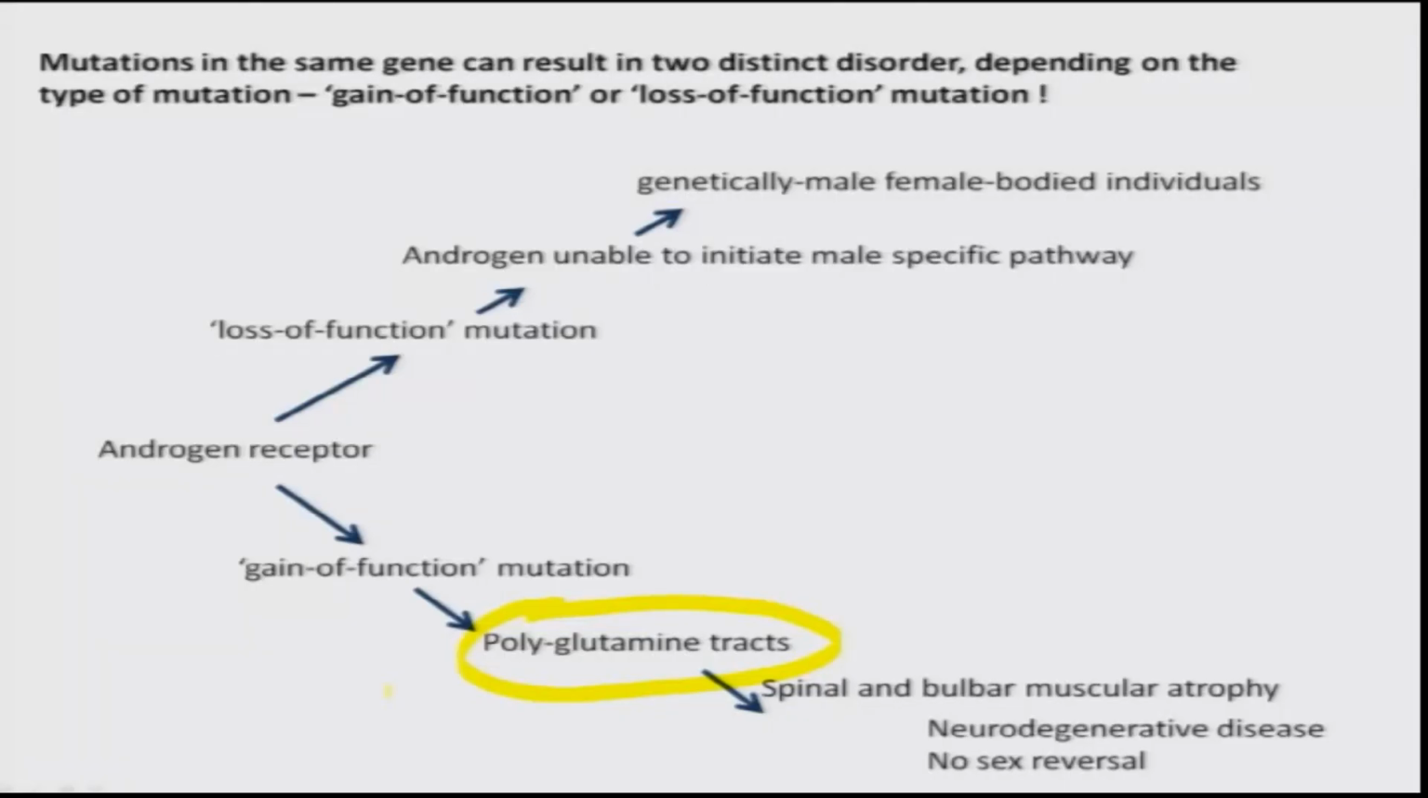This disease is called spinal and bulbar muscular atrophy. You don't need to worry about the disease name, but what is it? It is a neurodegenerative disease. Mainly it affects the motor neurons, the neurons that help you coordinate your body while walking or standing up, all the functions, and they lose their function because of a gain of function mutation. But an individual who has this disease, spinal bulbar muscular atrophy, or SBMA, is not like the other group, genetically male but phenotypically female. That is not the condition here.